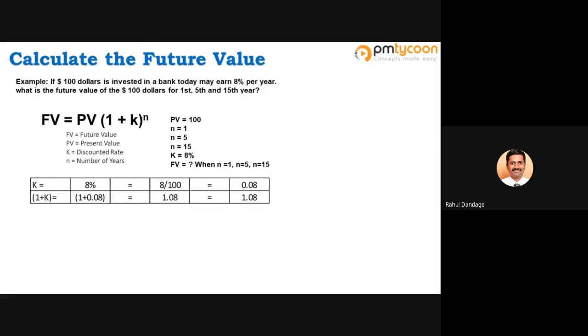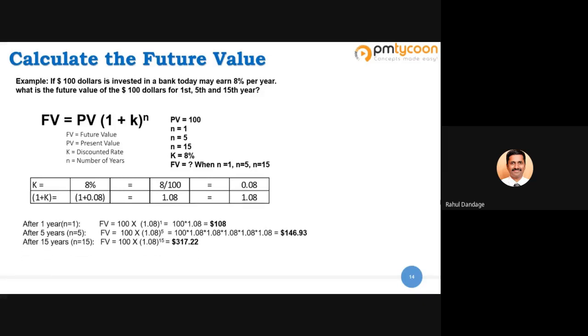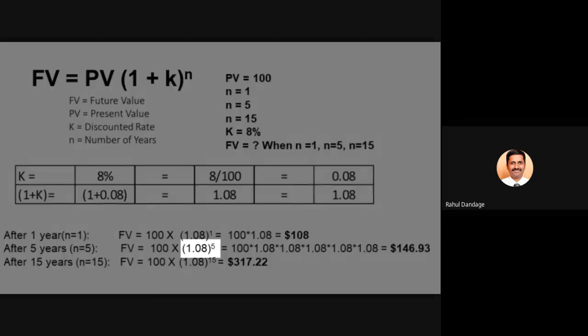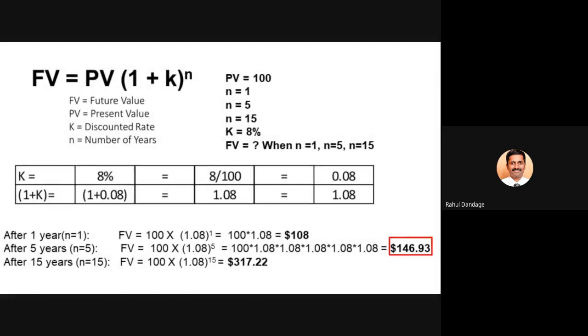0.08. And let's plug these numbers into the calculations. To simplify, I first calculated the value of 1 plus K, which is 1 plus 0.08, and that gives me 1.08. And for the first year, it is 100 multiplied by 1.08 to the power of 1, and that gives us $108. And if you do the calculations for the fifth year, it is 100 multiplied by 1.08 to the power of 5. And if you do the math, it comes up as $146.93.